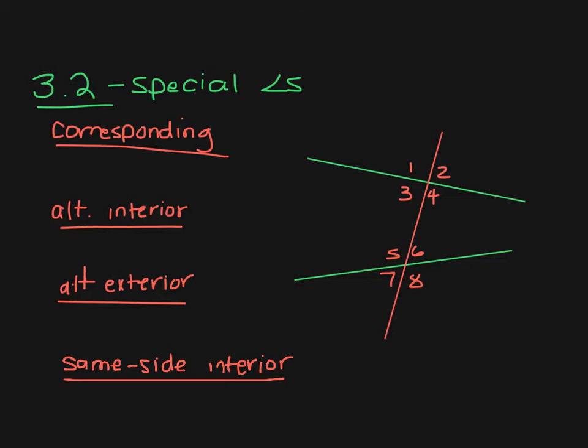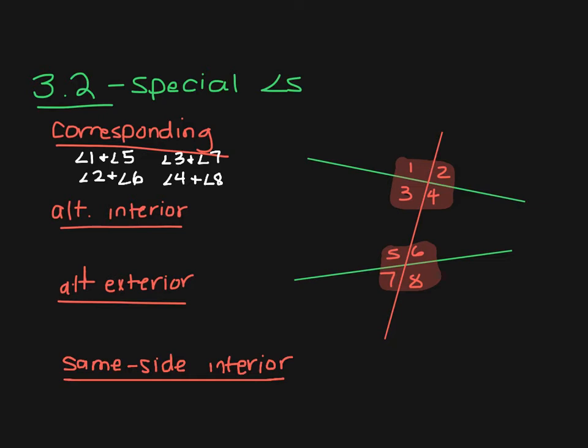So the corresponding is if you make that little box around your angles, then the corresponding angles lie in the same corner of that box. So top left and top left would be angles 1 and 5. That would be a corresponding pair. Top right and top right would be angle 2 and angle 6. Bottom left and bottom left, angle 3 and angle 7, and the bottom right and bottom right, angle 4 and angle 8.